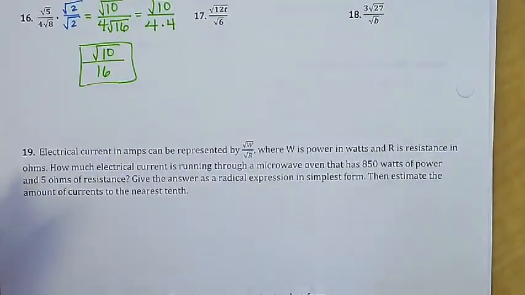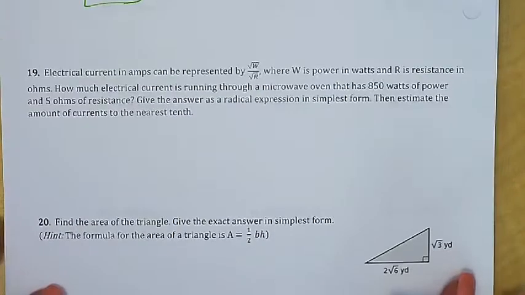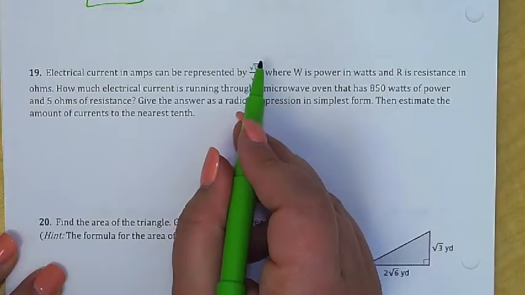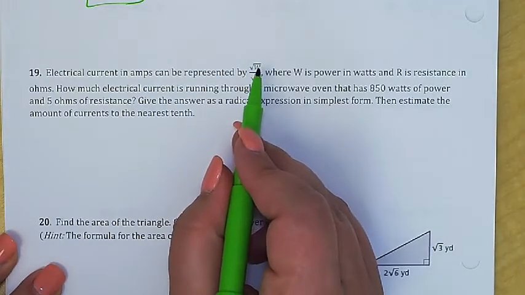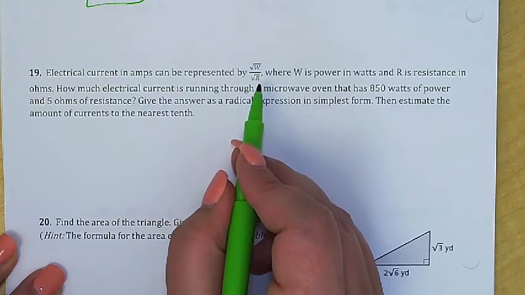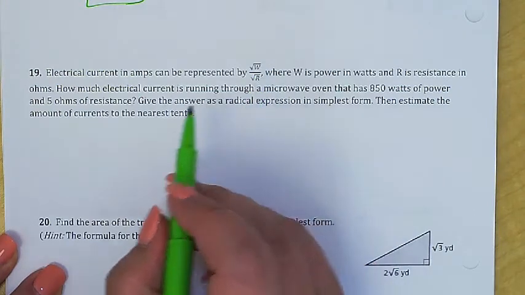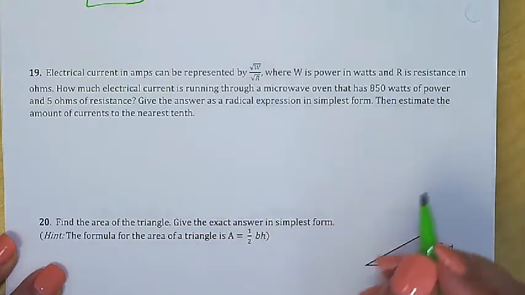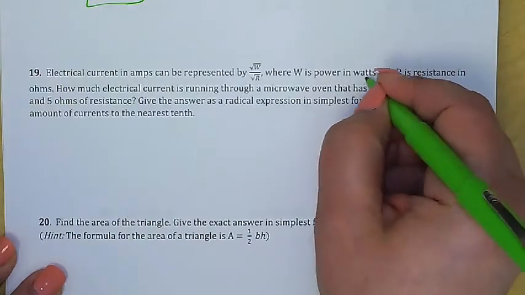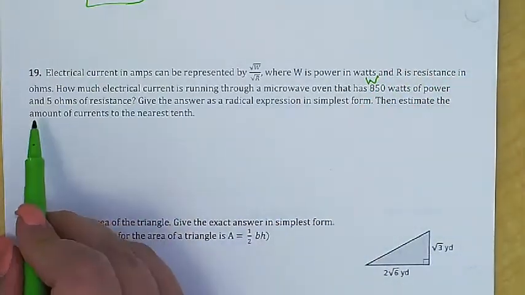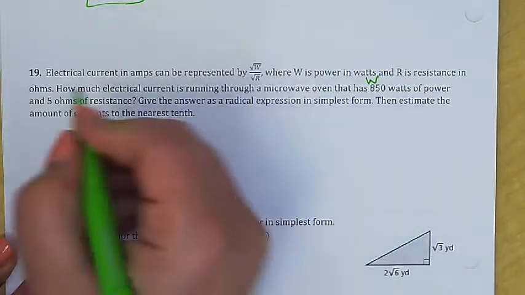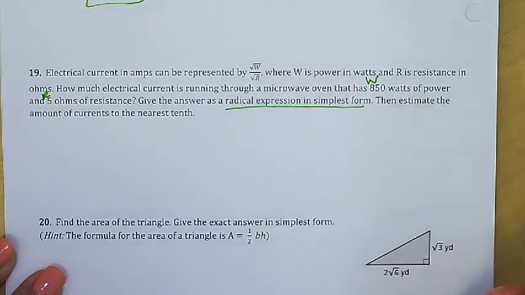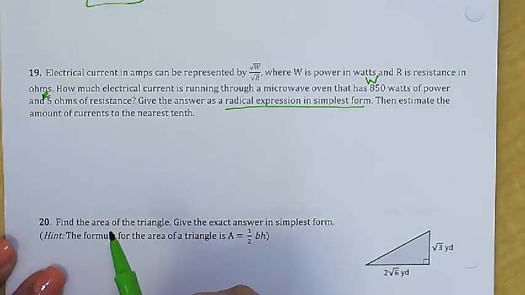Let's go ahead and finish out with one of our word problems here. We've got an electrical current in amps that can be represented by square root of W over the square root of R, where W is the power in watts and R is the resistance in ohms. How much electrical current is running through a microwave oven that has 850 watts, so there's our W value, and 5 ohms of resistance, so there's our R. Give the answer in simplest form and also estimated.